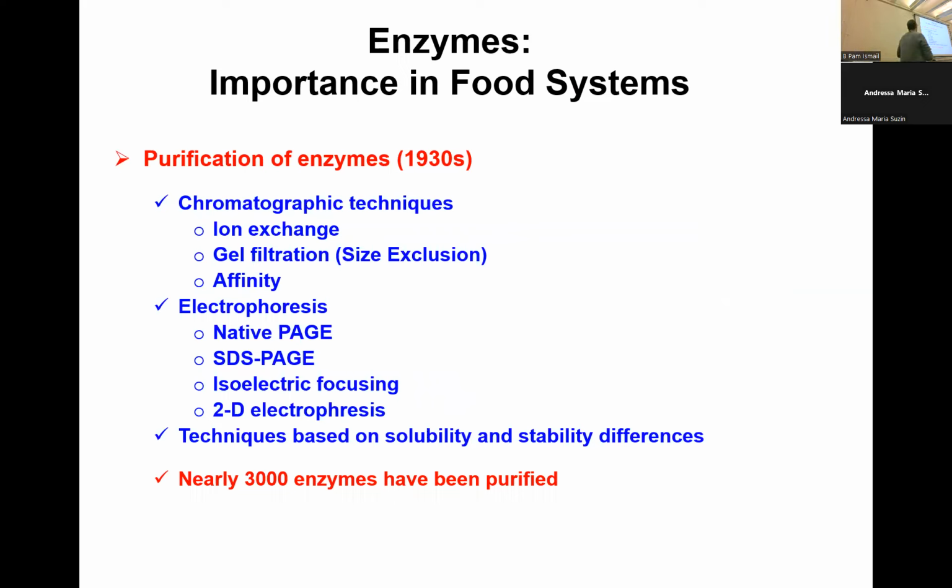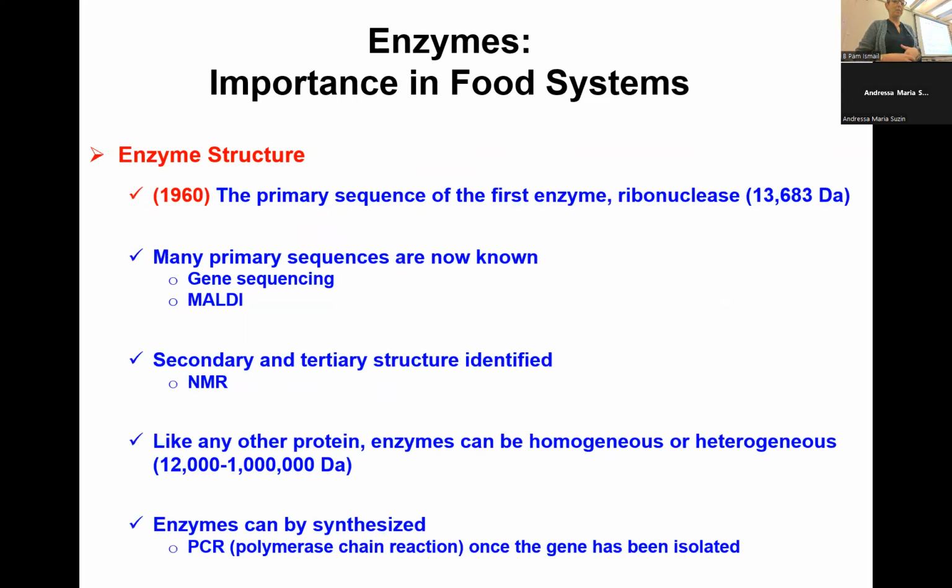So purification of enzymes started as early as the 1930s in order to characterize them, understand their activities, and understand their mechanism of action. It started early on by purifying using different forms of chromatography, electrophoresis, or solubility-based assays to purify the enzymes, characterize them, and then discover them. Over 3,000 enzymes have been categorized, purified, characterized, and given names.